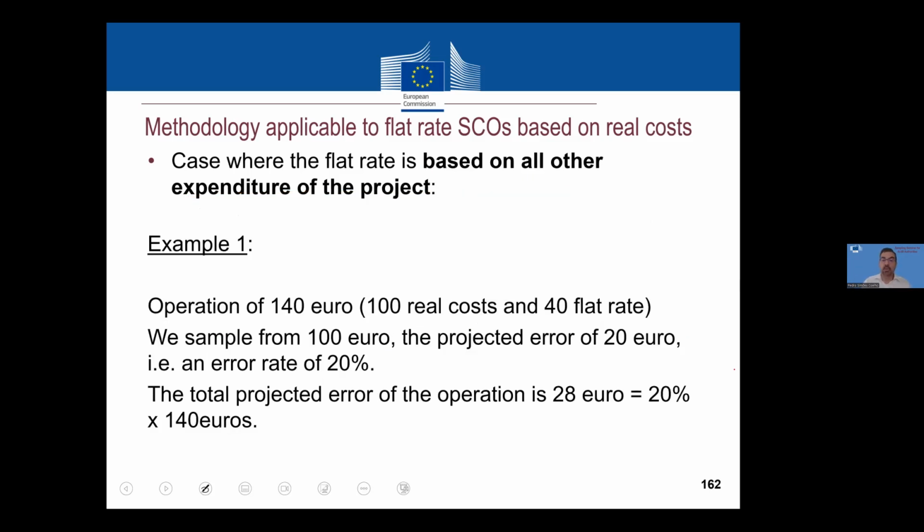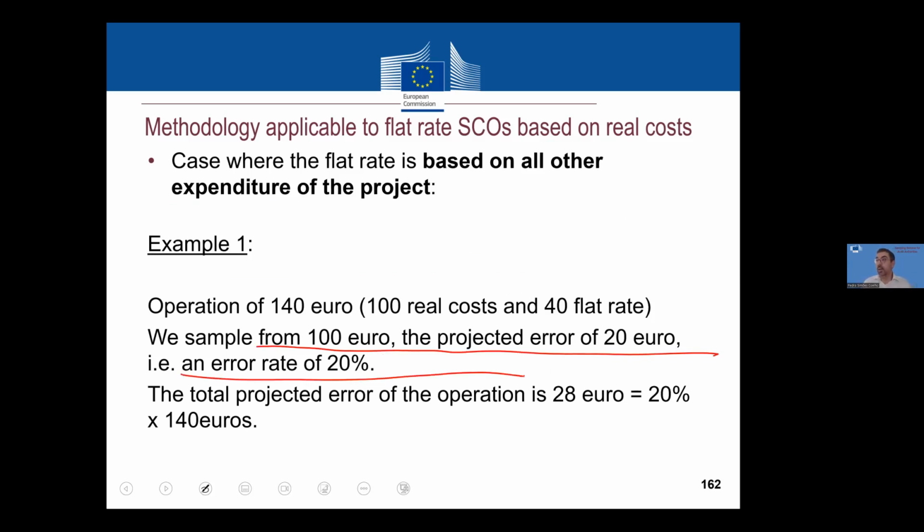Example, you have an operation of, let me use very unrealistic examples, but just to see the methodology. You have an operation with 140 euros, being 100 real costs and 40 a flat rate. If this flat rate depends on all the real costs, on the 100 euros of real costs, what you are going to do is to do a subsample from the 100 euros. You project an error from there. Imagine that you have projected an error of 20 euros. If you project an error of 20 euros in an operation of 100, your error rate is 20%.